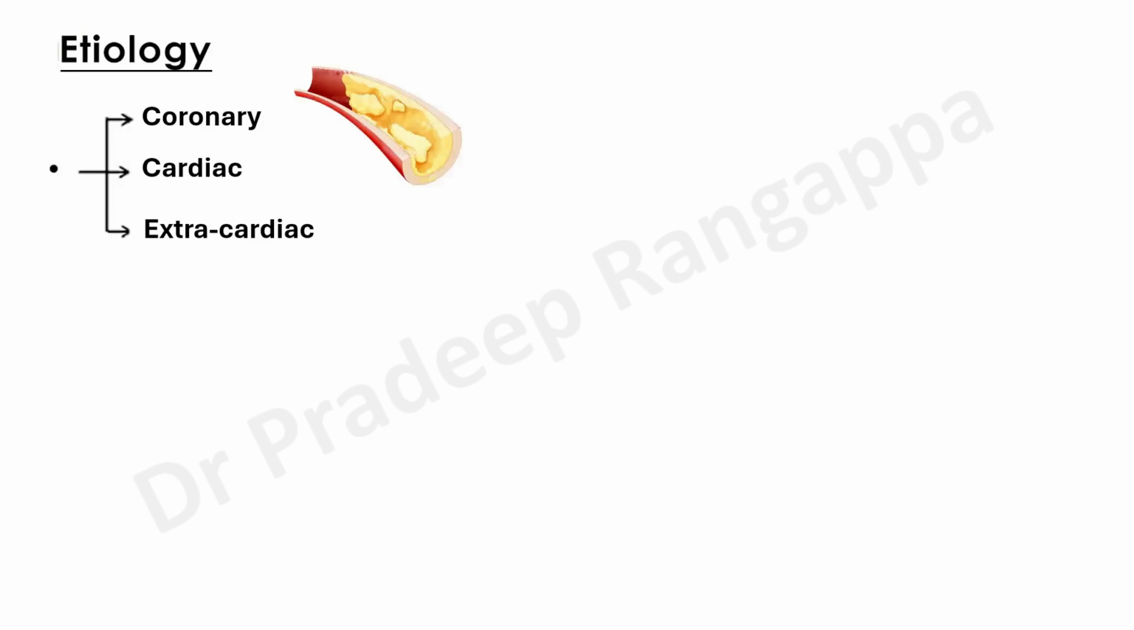The etiology becomes very important. If MINOCA is asked in exams, it is good to know at least the salient aspects. Etiology is divided into coronary etiology, cardiac etiology, and extracardiac etiology. The commonest cause of MINOCA is found to be plaque rupture. Two-thirds of the causes of MINOCA are due to plaque rupture. So coronary cause still remains the most common.